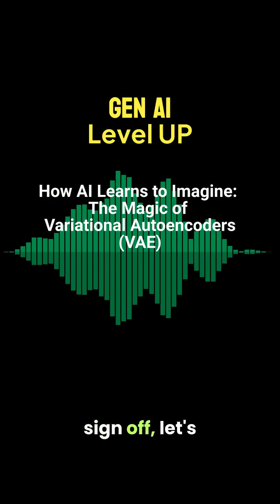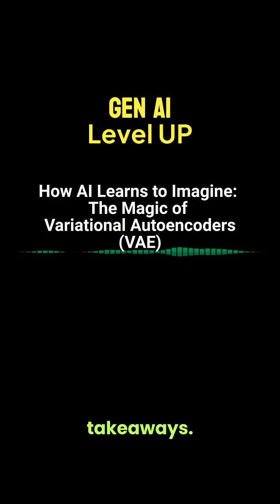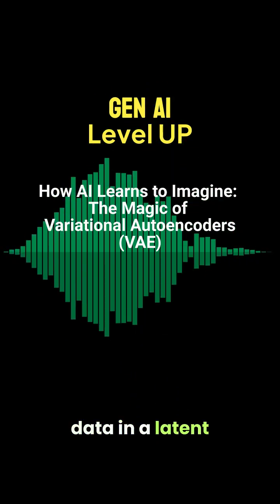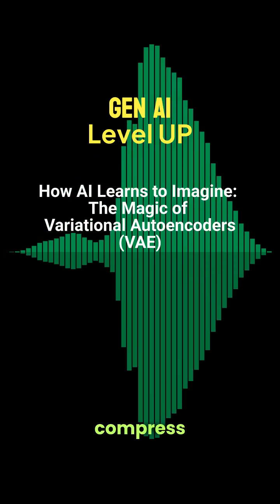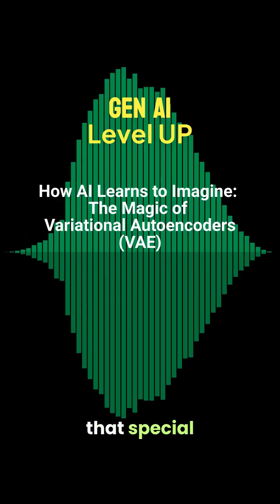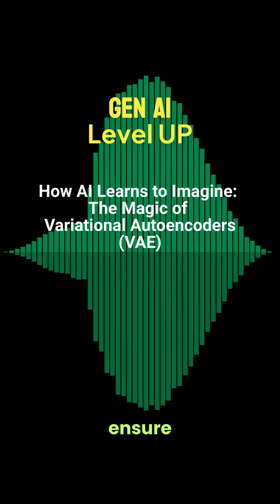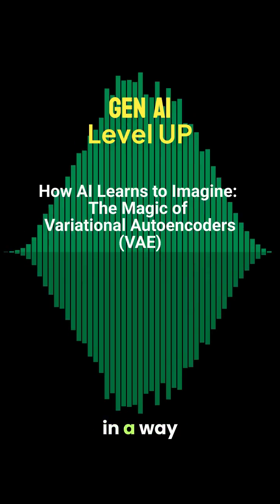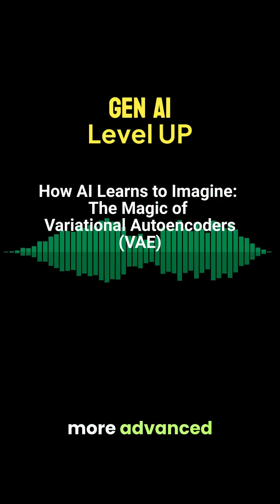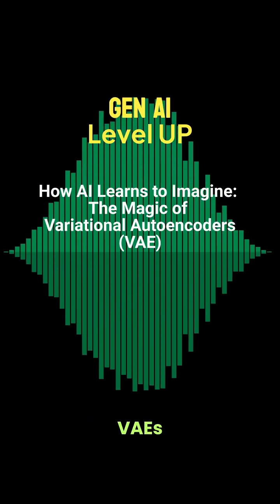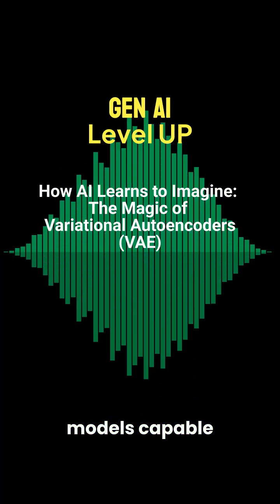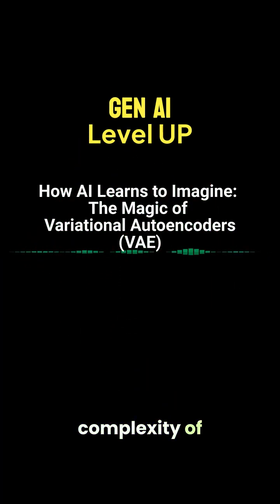So before we sign off, let's recap the key takeaways. VAEs are a type of generative model that learns to represent data in a latent space. They use an encoder to compress the data and a decoder to reconstruct it. And by adding that special regularization term, they ensure that the latent space is organized in a way that's useful for both reconstruction and generation. And by exploring more advanced techniques, like hierarchical VAEs and normalizing flows, we can create even more powerful models, capable of capturing the incredible complexity of the world around us.